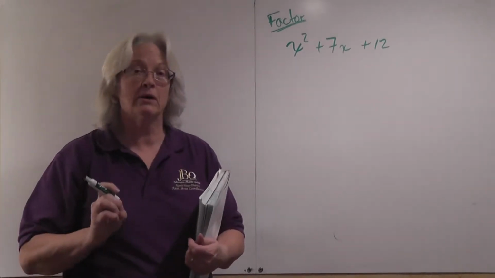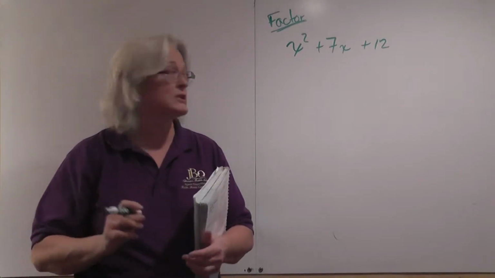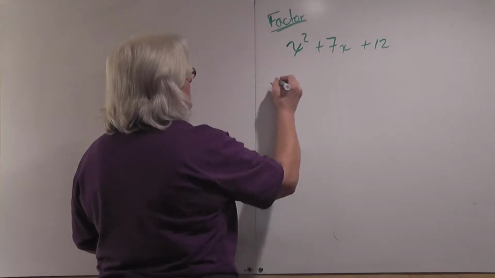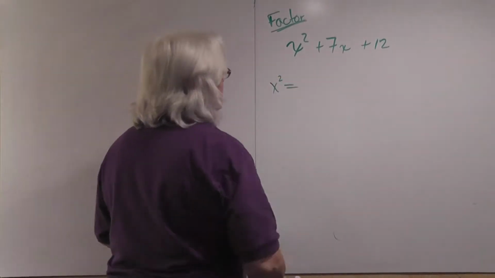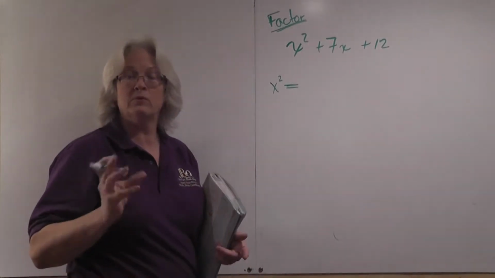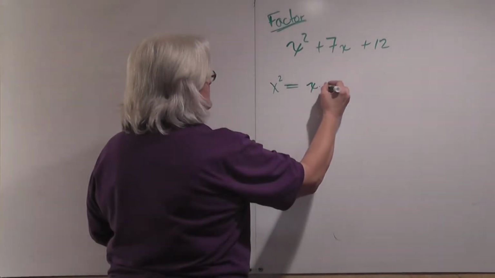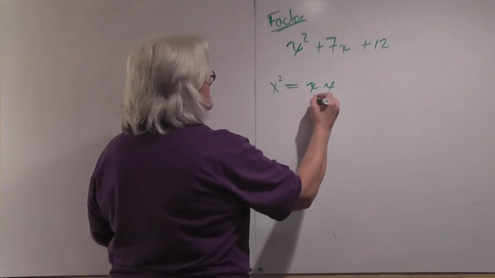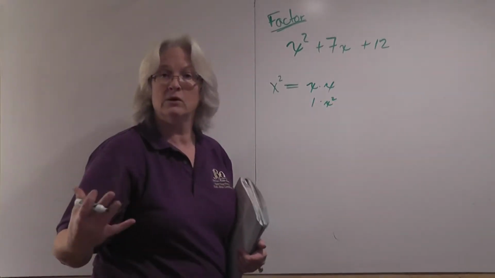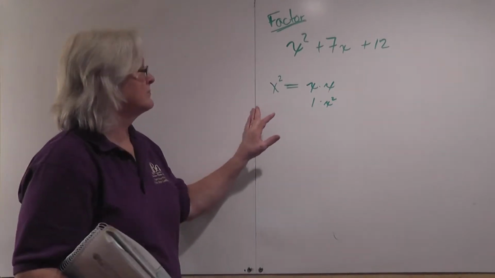When you are factoring a trinomial, the first step you're going to want to take is to look at this first term here and ask, what two factors can I break that up into so that I get x squared? Well, you can have x times x, or you could say 1 times x squared. Those are the only possible factors of x squared.